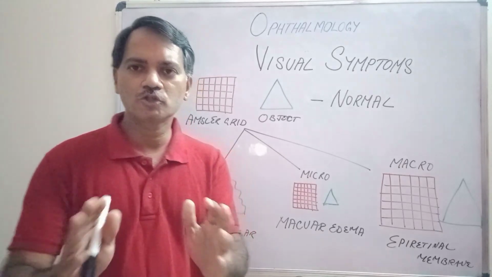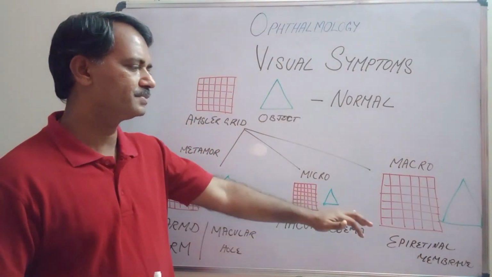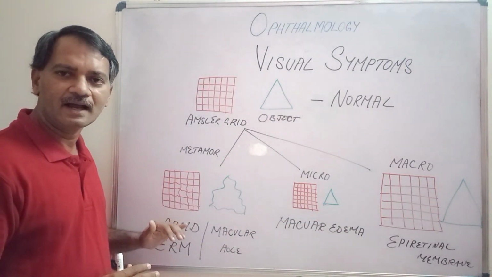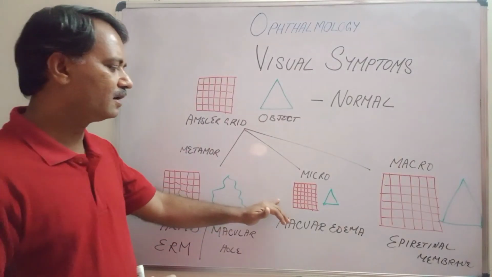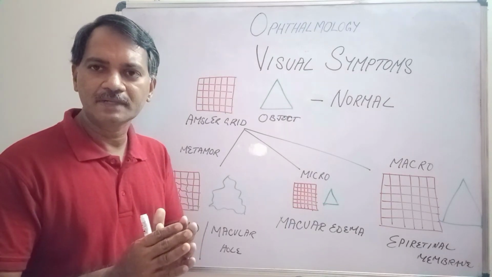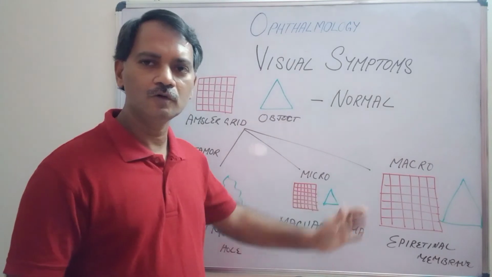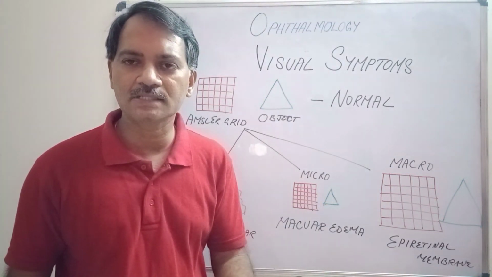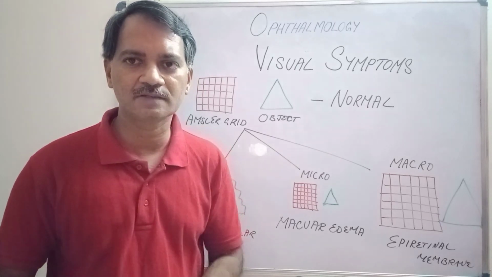So we have understood what is metamorphopsia, what is micropsia, what is macropsia. Metamorphopsia is due to irregular arrangement of cells. Micropsia is due to departure of the photoreceptors far away from each other. Macropsia is due to the photoreceptors being very closely arranged due to certain pathologies.